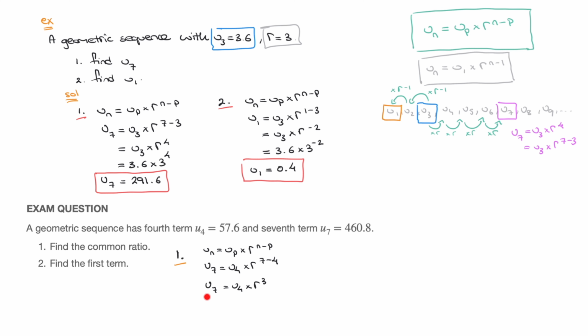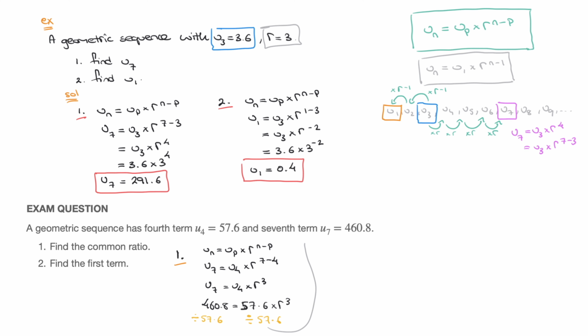Now, replacing u sub 7 by 460.8 and u sub 4 by 57.6, this becomes 460.8 equals 57.6 times r raised to the power of 3. And looking at this, we quickly realize that the only unknown we have here is the common ratio r, and that's exactly what we're trying to find. And so to do that, I'll get rid of this 57.6, which is multiplying the r cubed here, which I do by dividing both sides of this equation by 57.6.